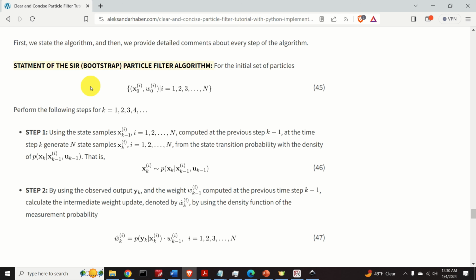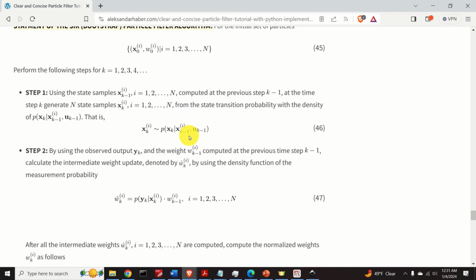Here's the explanation of the algorithm. We initialize the algorithm with the initial set of particles given in this equation. This set of particles can be obtained by generating initial state samples from some distribution that covers the expected range of initial states and by computing the weights. For example, we can assume a uniform distribution and we can assign equal weights to all the points generated from a uniform distribution.